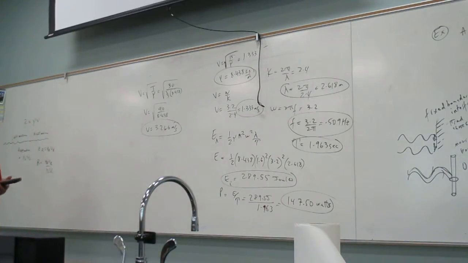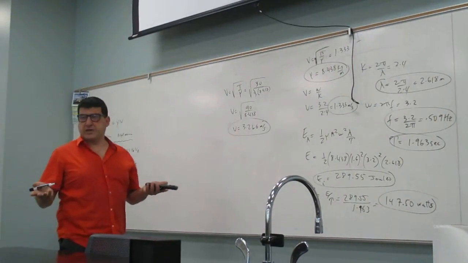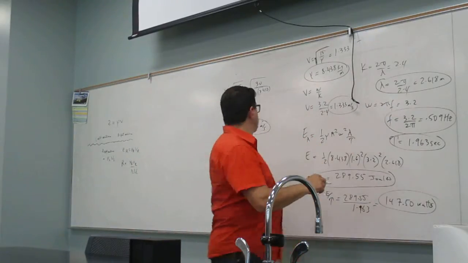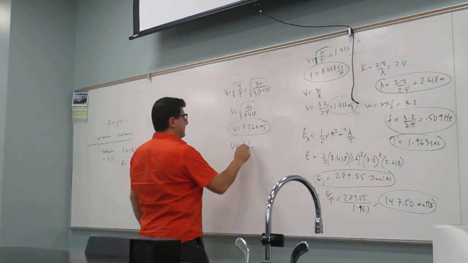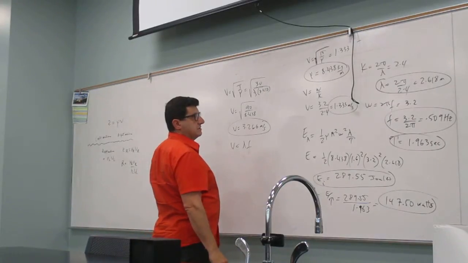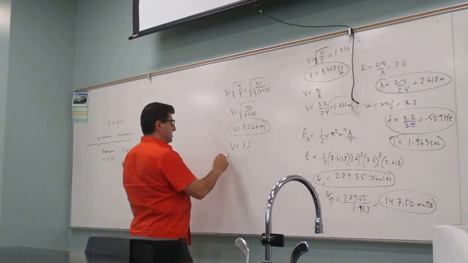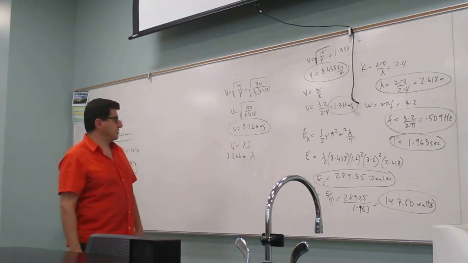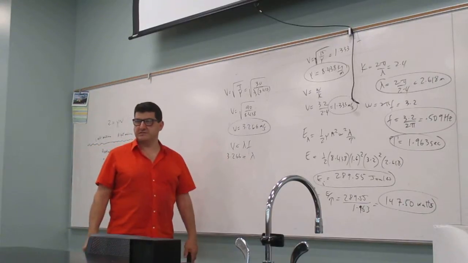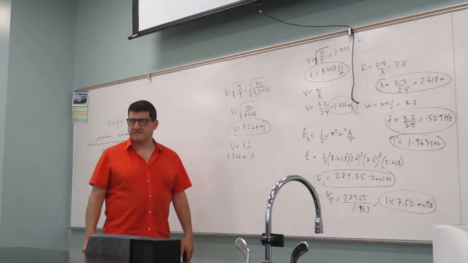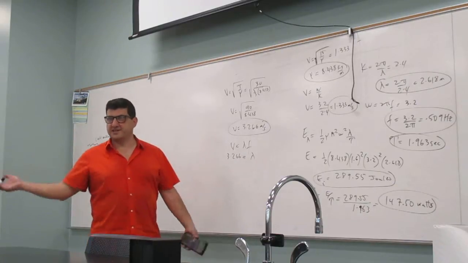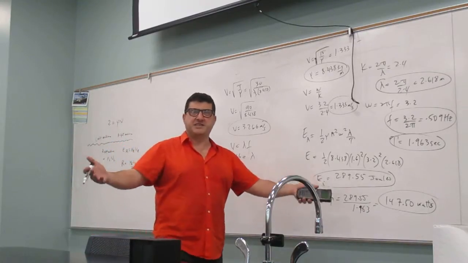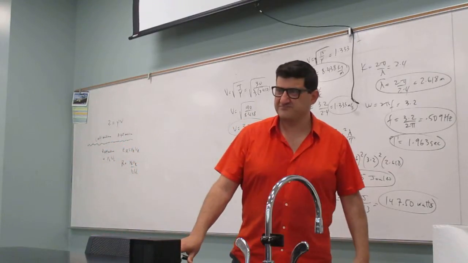Okay, if velocity increases, what happens to its wavelength and frequency? So the equation is v is lambda f, right? So this one increases. What happens to the wavelength? Increases. What happens to its frequency? Oh, that's the other thing I forgot to tell you. The frequency of a wave is independent of the medium that it is in.